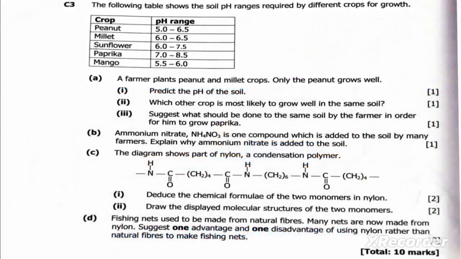Let us move to the last part of this question. Fishnets used to be made from natural fibers. Fishnets are now made from nylon. Suggest one advantage and one disadvantage of using nylon rather than natural fibers to make fishnets.